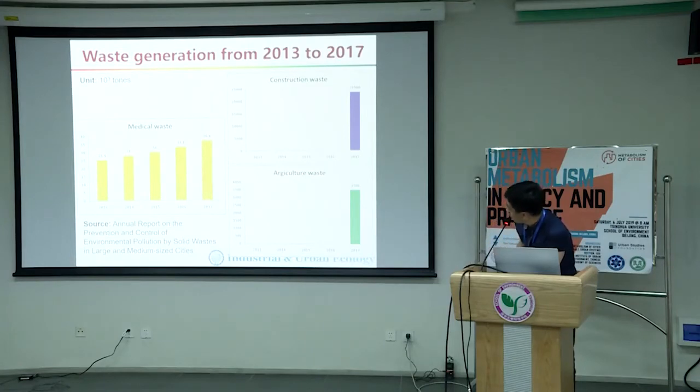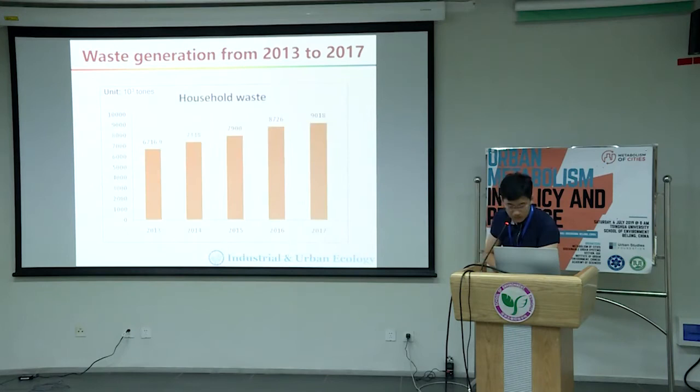A rough estimation of the construction waste and agricultural waste generation in Beijing is about 23 million tons and about 3.5 million tons in 2017, but it's not from the annual report of the government. It's our rough estimation for Beijing. A big problem in Beijing is the household or domestic waste. You can see this tendency: it keeps increasing from 2013 to 2017 and seems likely to keep increasing in the future. The total volume reached 9 million tons in 2017, so it's a very big problem.